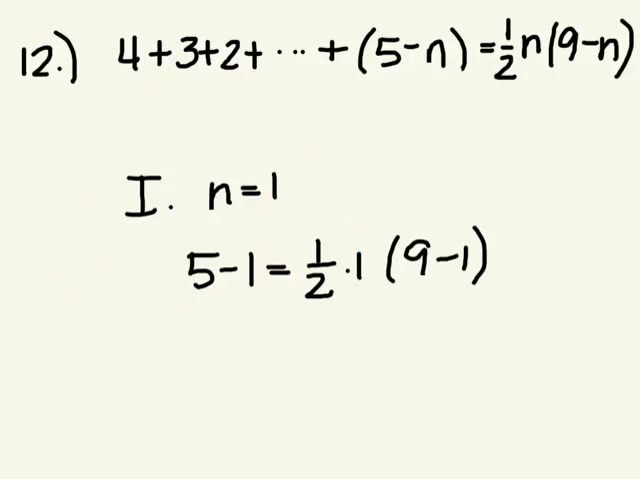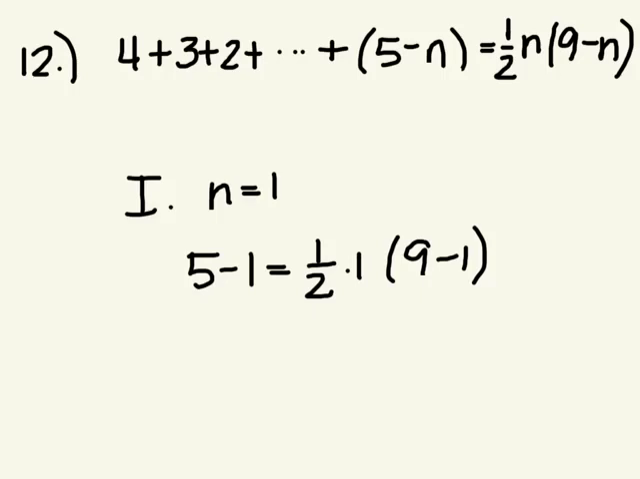This is number 12 from the review. On this problem, we're going to need to be very careful with our negatives, I can already tell. So here we have a series. We want to show that the series is equal to 1/2 n times 9 minus n.